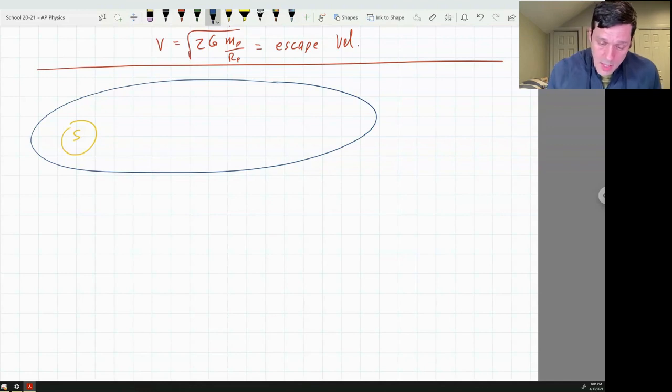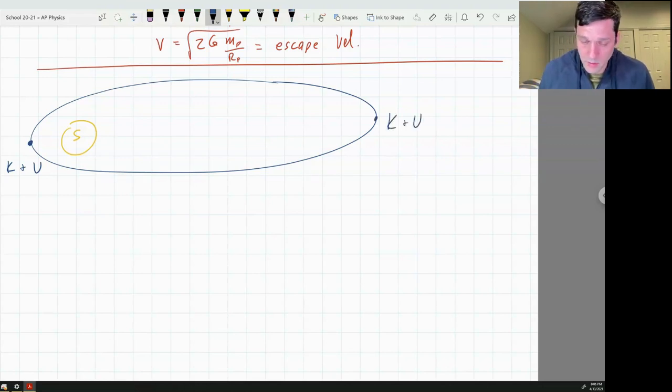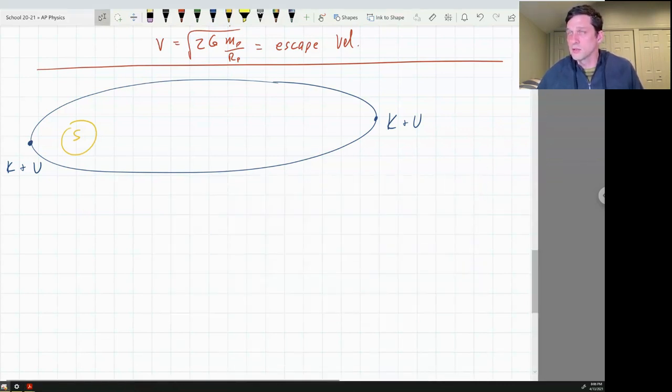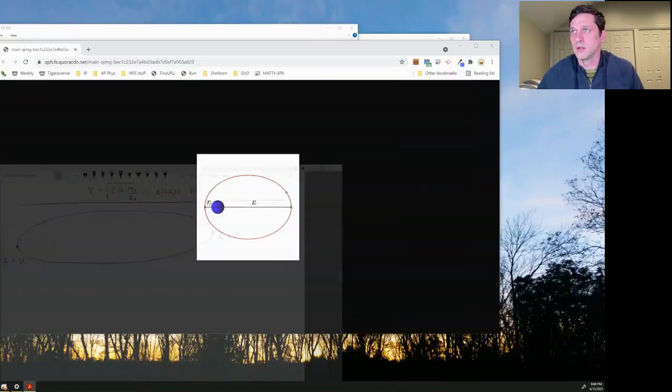So at one point in the orbit, you're going to have a certain amount of kinetic energy and a certain amount of potential energy. And as you travel to other parts of your orbit, you're going to have different amounts of kinetic and potential energy. But the grand total of those two is going to be the same. So I actually want to show a little image of what it looks like, so you get an idea of the speed of things.